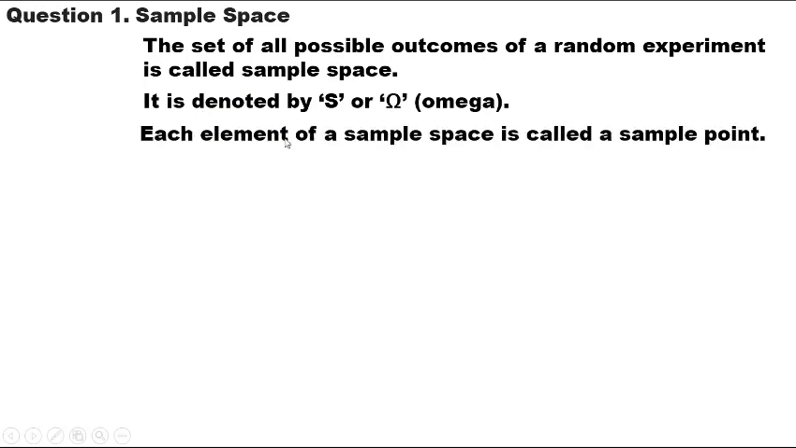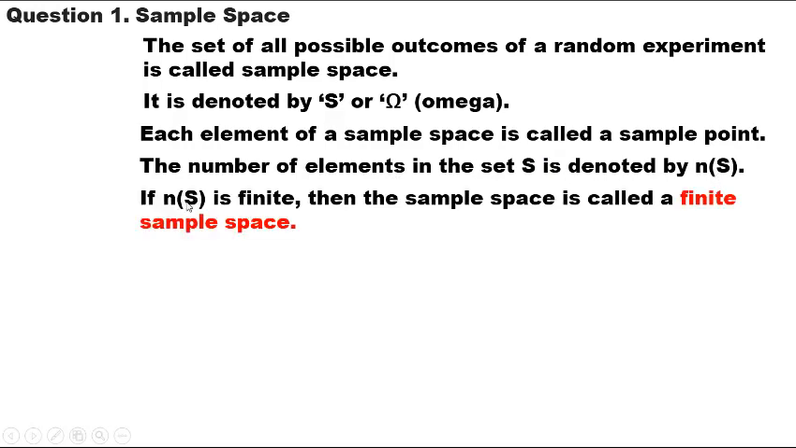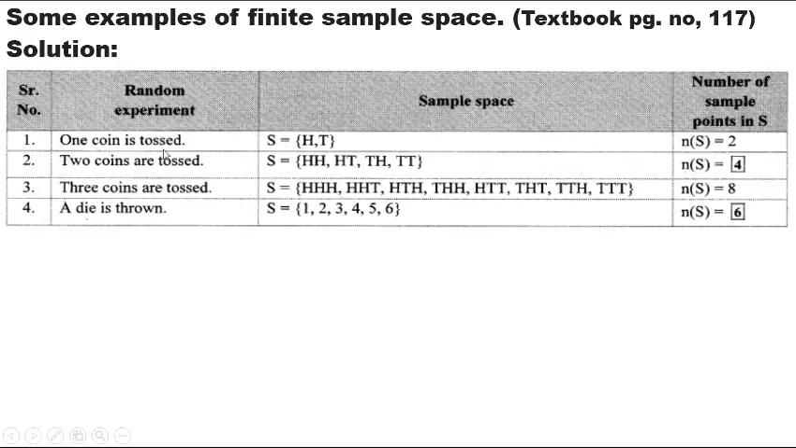First, sample space. The set of all possible outcomes of a random experiment is called the sample space. It is denoted by S or omega. Each element of the sample space is called a sample point. The number of elements in the set S is denoted by n(S). If n(S) is finite, then the sample space is called a finite sample space. Some examples of finite sample space are, one coin is tossed, so S is equal to head or tail, n(S) is equal to 2.